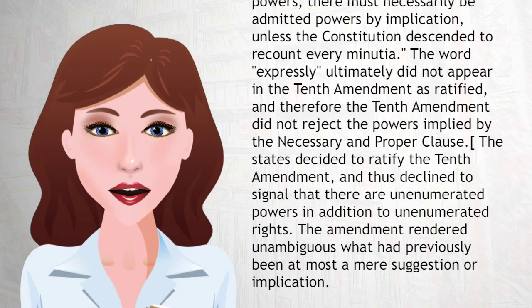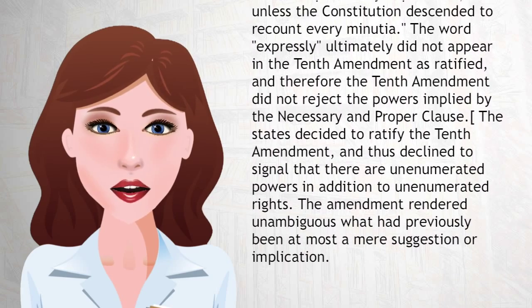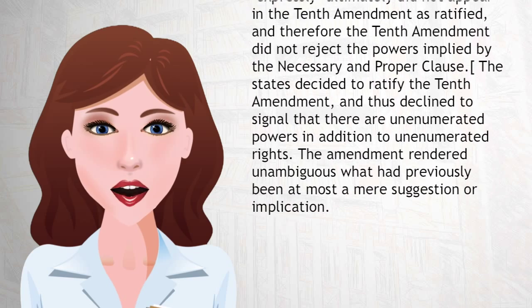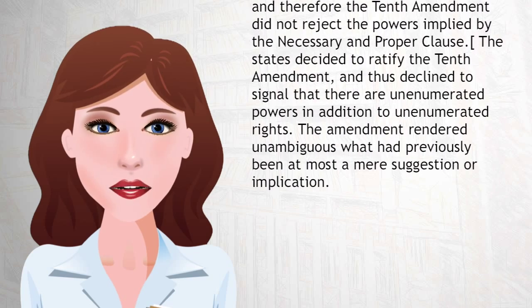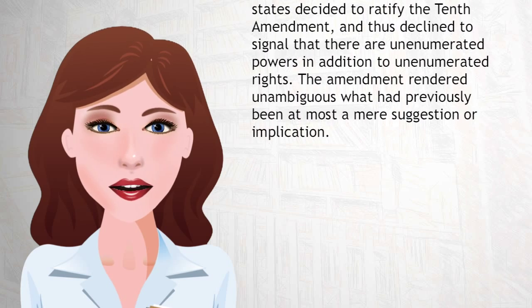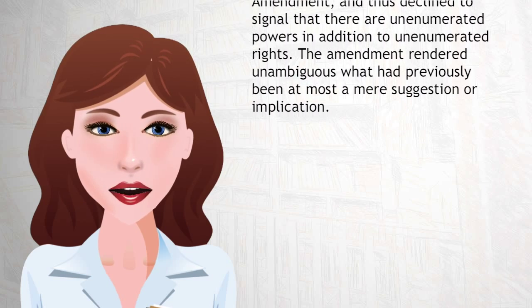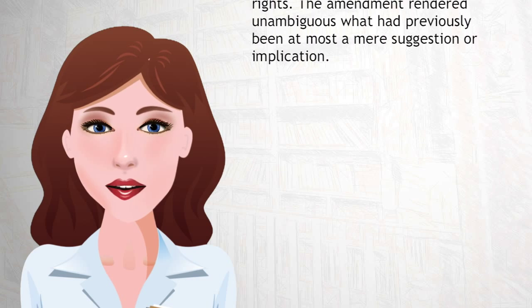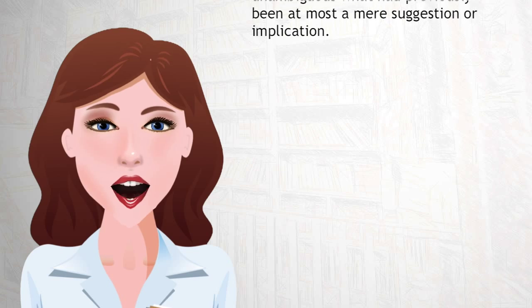The word "expressly" ultimately did not appear in the 10th Amendment as ratified, and therefore the 10th Amendment did not reject the powers implied by the necessary and proper clause. The states decided to ratify the 10th Amendment, and thus declined to signal that there are unenumerated powers in addition to unenumerated rights. The amendment rendered unambiguous what had previously been at most a mere suggestion or implication.